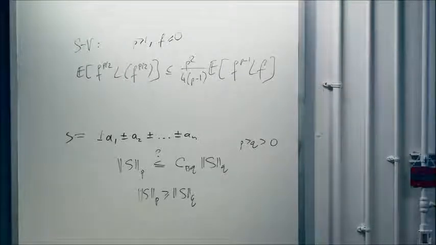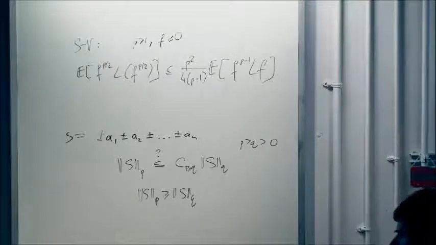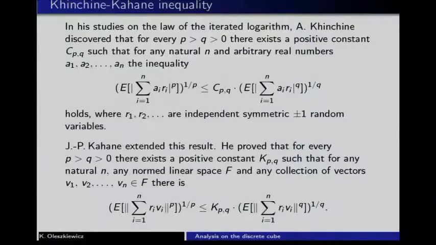Okay? And actually, even something more is true. If you, instead of taking real numbers, take vectors from some Banach space or some linear normed space, and you do the same, again the inequality holds true with some constant which depends only on p and q. This is the result of Jean-Pierre Kahane.